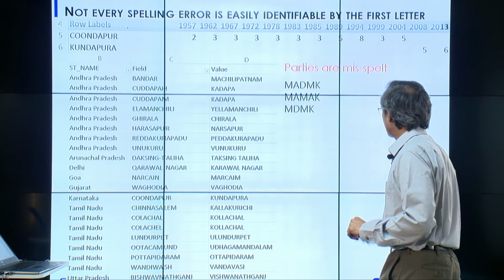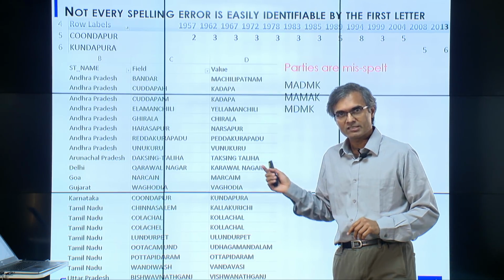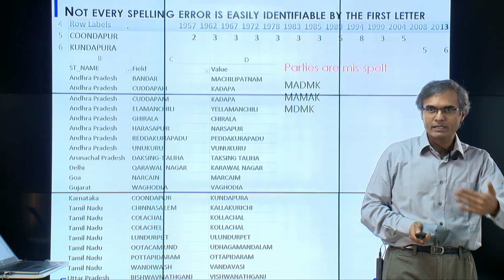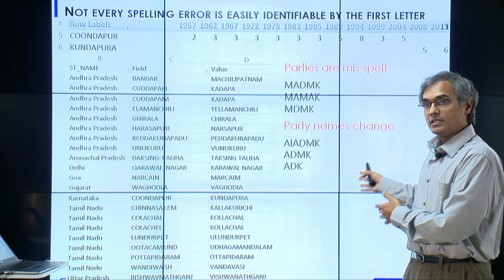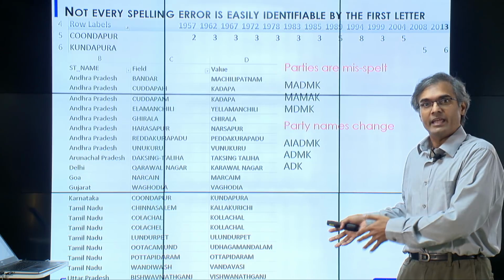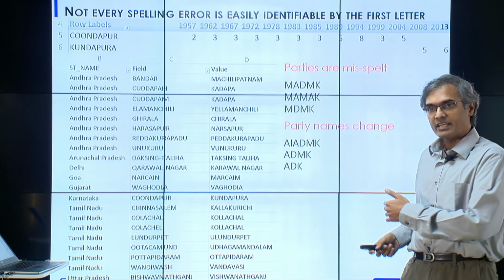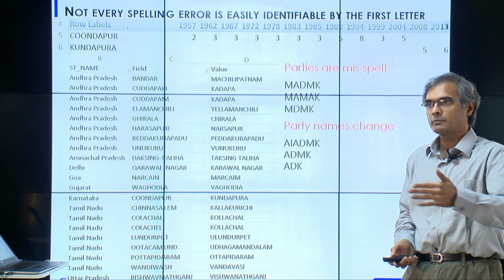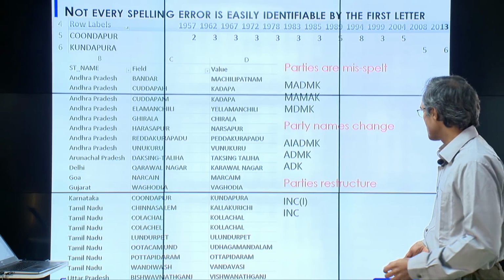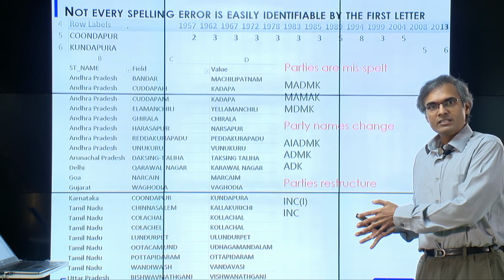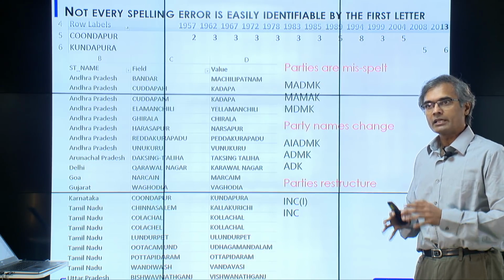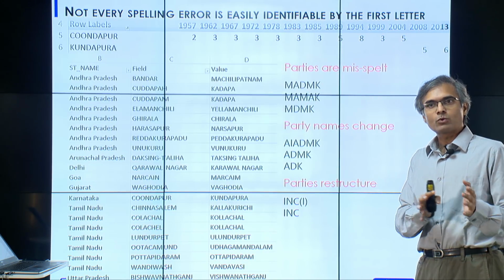And it's not just constituency names that are misspelled. We have, for example, party names that are misspelled. These are all the same party, but just spelled in different ways. You have party names that actually change. The ADMK is the AIADMK, is the ADK, just that this was a party name at different times, even officially. And the parties can restructure. The INC Indra is not really INC, but for all practical purposes, that is what we need to treat it to be.